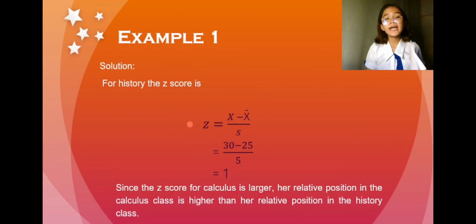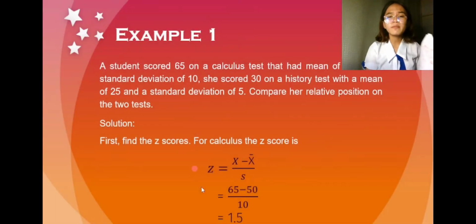On the other hand, for our history test, the z-score, we substitute the formula and solve. 30 minus 25, where 30 is the value, 25 is the mean, and 5 is the standard deviation. And our history test z-score is 1. So, in our problem, we compare her relative position.